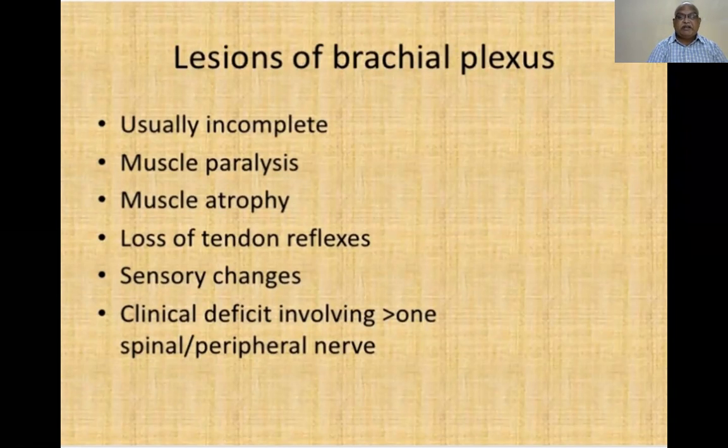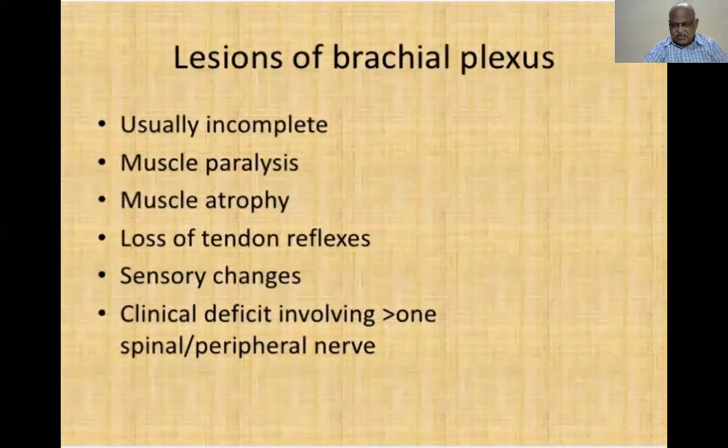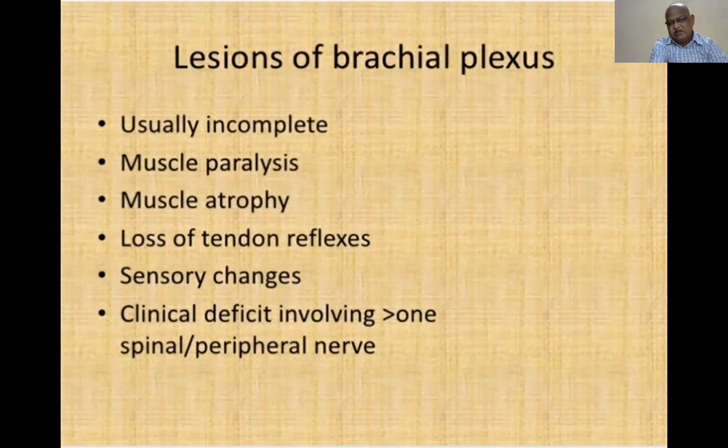So lesions of the brachial plexus are usually incomplete. Muscle paralysis occurs because muscles are supplied by the nerves coming from the brachial plexus. Once the nerve supply is lost, the muscle undergoes atrophy, tendon reflexes are lost, and sensory changes occur. Clinical deficit involving one spinal or peripheral nerve can occur. All these changes occur in lesions of the brachial plexus. This is in an elaborated sense; in detail, I will tell you. These are the elaborated features of brachial plexus palsy.